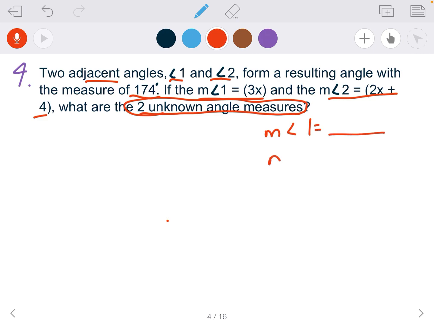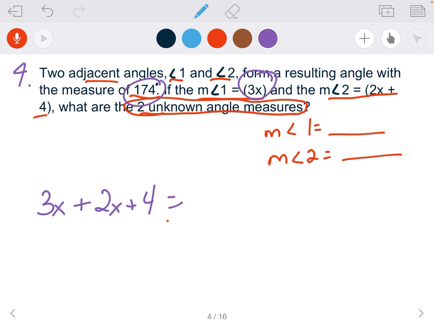because they want to know what the measure of angle 1 is, and they want to know what the measure of angle 2 is. So what do we know? We know they're adjacent, so that means I would add them together. So I'm going to take my 3x plus my 2x plus 4. And they tell me that the total of that is 174 in my example here. So you use the numbers that are on your problem, number 4 in your test, and then you solve.